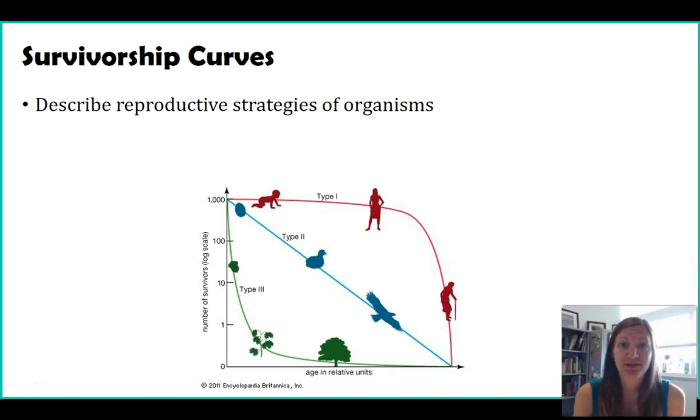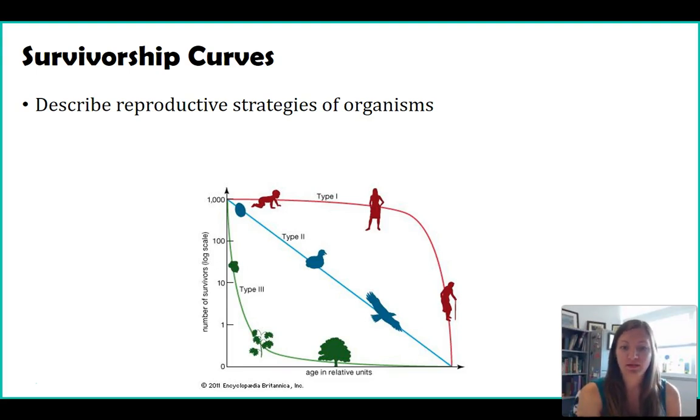So one aspect of population biology is looking at survivorship curves. As a reminder, populations are groups of organisms of the same species. So we're talking about a pride of lions or a murder of crows or even a population of humans. And one way we can characterize those populations is looking at survivorship curves.